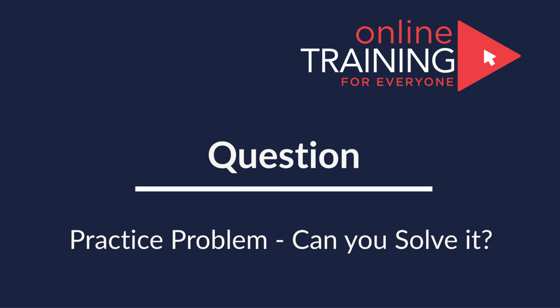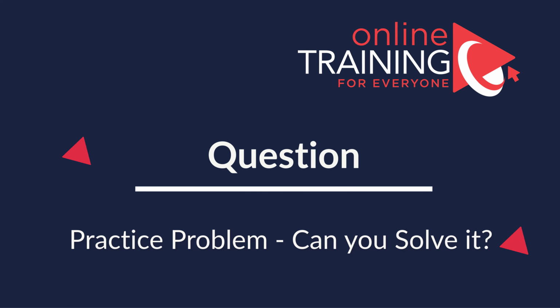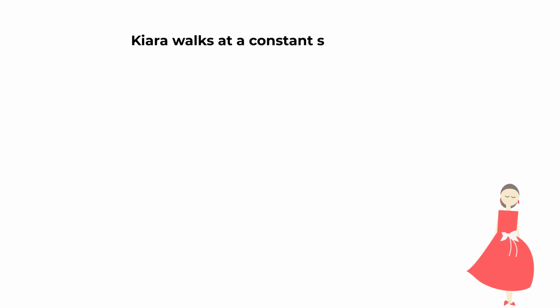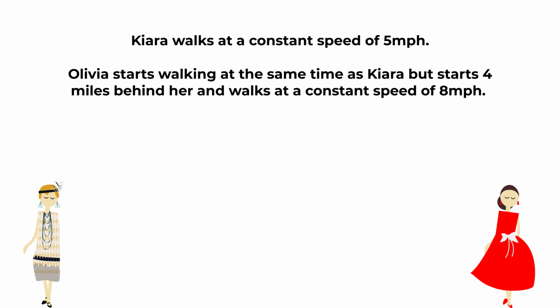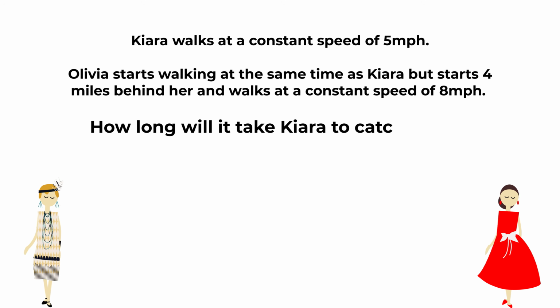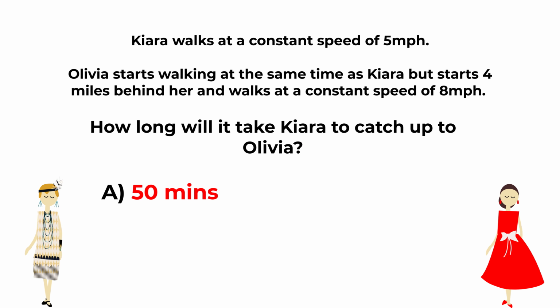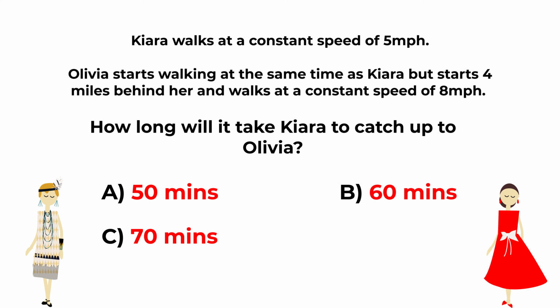Here's the practice question for you. Kiara walks at the constant speed of 5 miles per hour. Olivia starts walking at the same time as Kiara, but starts 4 miles behind her and walks at the constant speed of 8 miles per hour. How long will it take Kiara to catch up with Olivia? And you have 4 different choices. Choice A, 50 minutes. Choice B, 60 minutes. Choice C, 70 minutes. And then choice D, 18 minutes.